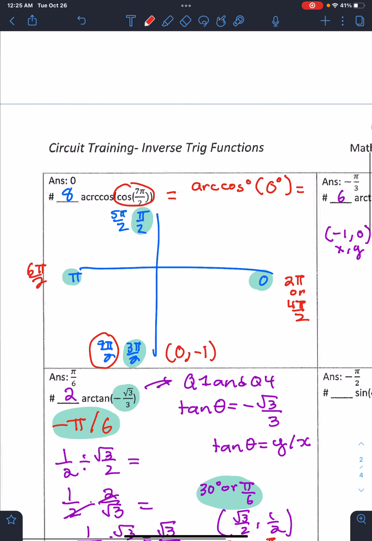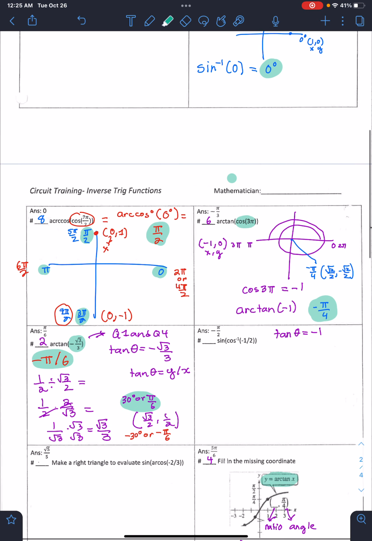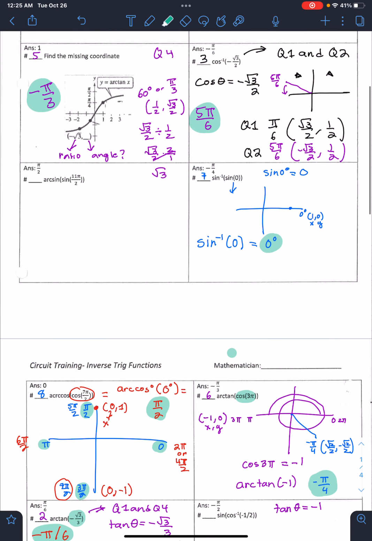And I don't know if you remember, but at pi over 2, it's (0, 1). And do we see that our x is 0? So our answer here is pi over 2. And that ends up being our final answer for this one. And we are getting close to the end. And pi over 2 is right here.